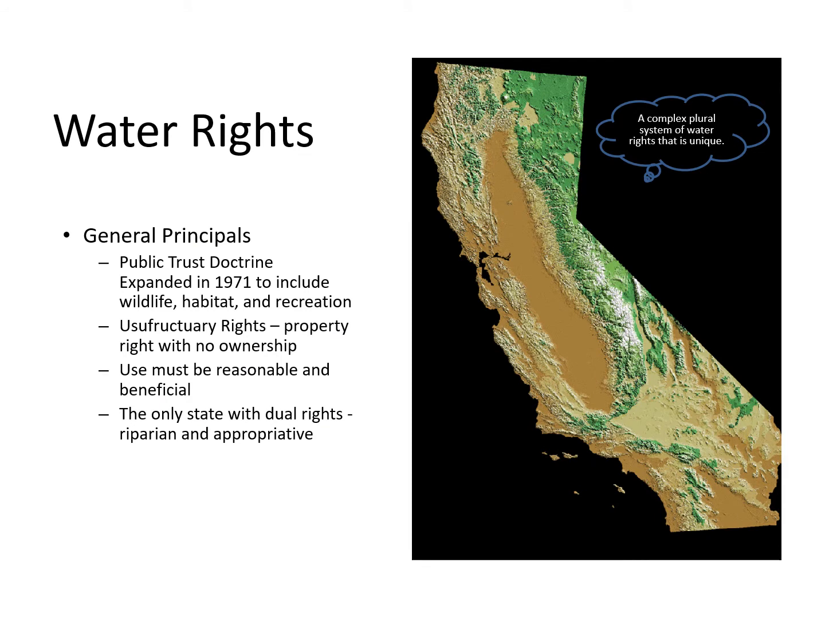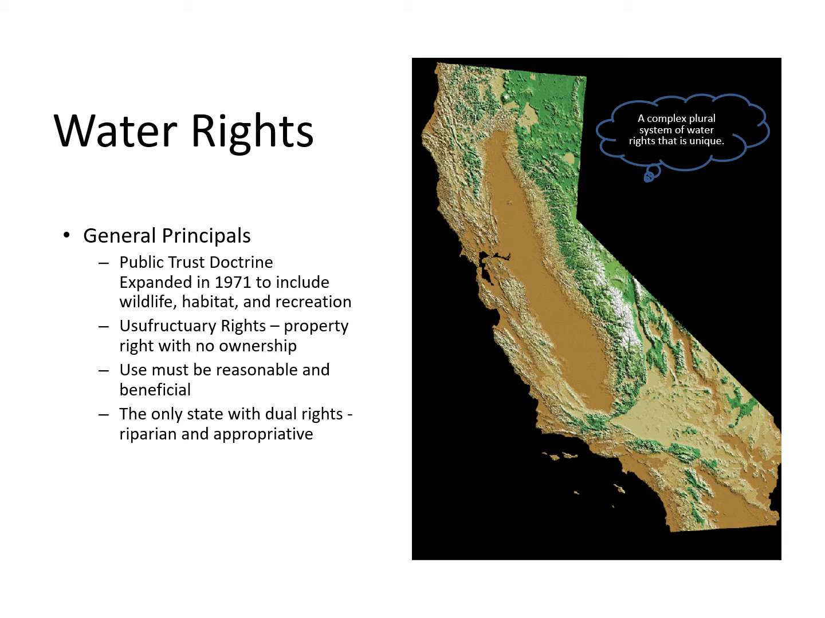Water rights are very different in California than they are anywhere else in the United States. They follow what's called a plural system of water rights, and it's unique across the United States. You won't find it anywhere else. And a plural system means that there's two different systems, basically. But there are some general principles.